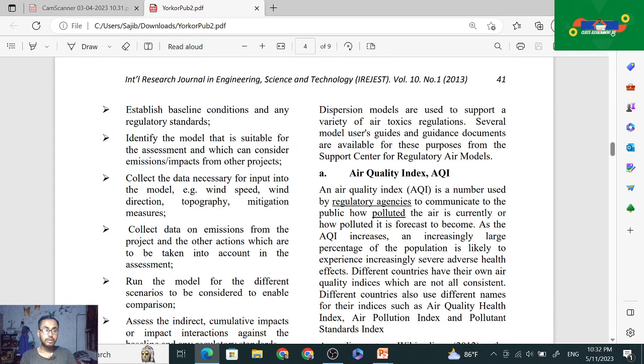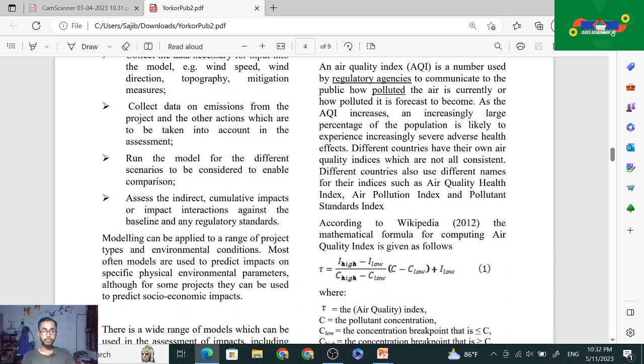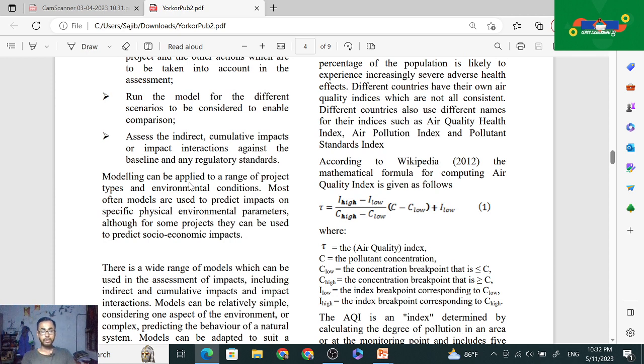Establish the baseline condition and any regulatory standard. Identify the model that is suitable for the assessment and which can consider the emissions and impacts from other projects. Collect the data necessary for the model input: wind speed, wind direction, topography, mitigation measures. Collect data on emissions from the project and other actions which are to be taken into account in the assessment. Run the model for different scenarios to be considered to enable comparison. Assess the indirect and cumulative impacts or the impact interactions against the baseline and any regulatory standard. Modeling can be applied to a range of project types and environmental conditions.